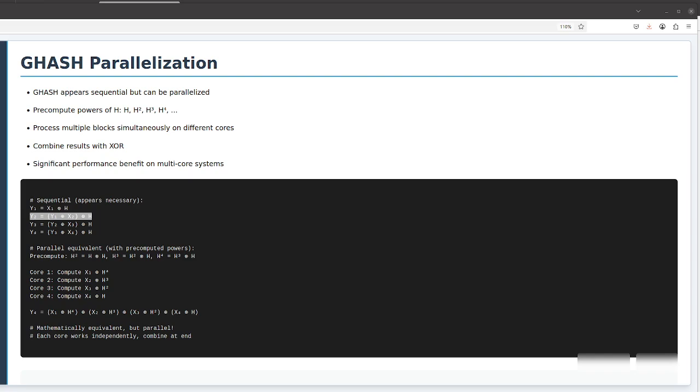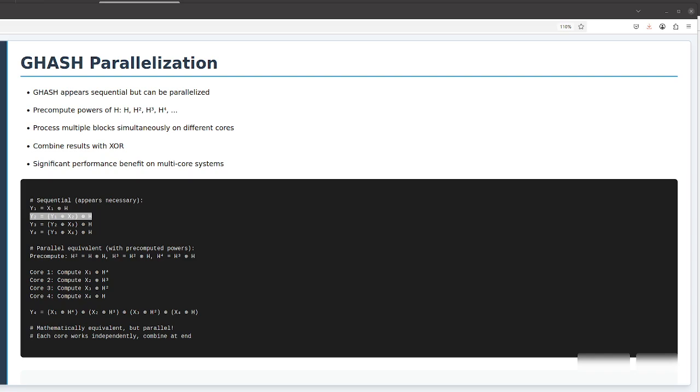The formula works because GHASH has the property that Y4 equals the result of starting with Y0 XOR X1, then multiplying by H, then XOR X2, and multiplying by H, then XOR X3, and multiplying by H, then XOR X4, and finally, multiplying by H. This expands to X1 times H to the 4th XOR X2 times H cubed XOR X3 times H squared XOR X4 times H, all of which can be computed independently.